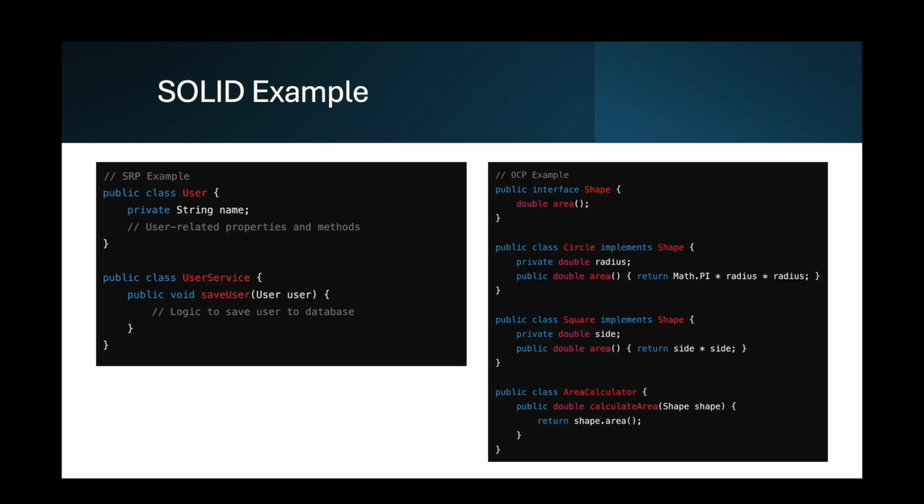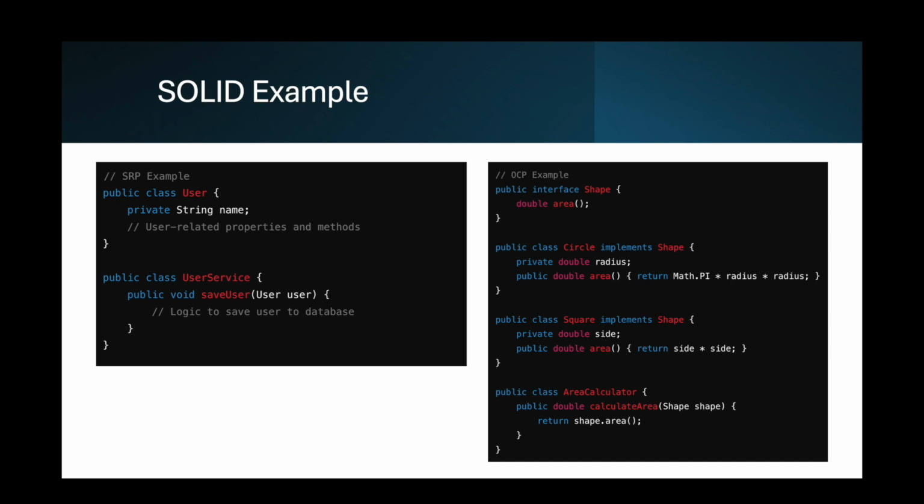Here is an example in Java code where we have a class called User with a private String name. The user related properties and methods can be defined here. Then we have a UserService which has a public void saveUser method inside it. Logic to save the user to the database will be written here.